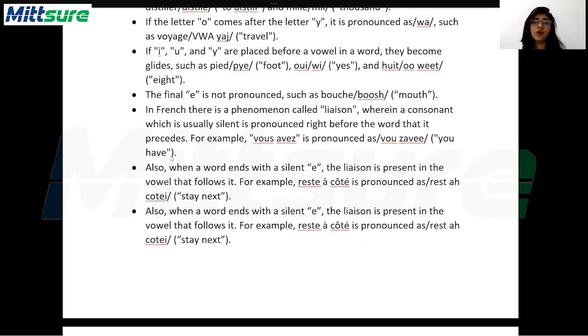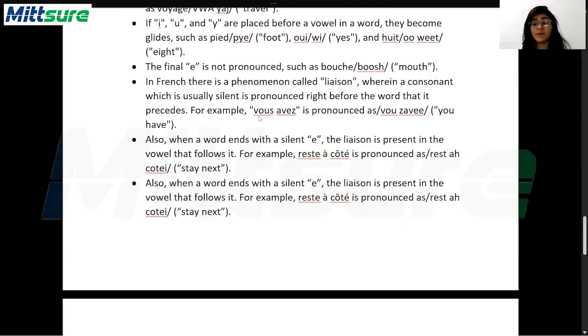Vou zavez means you have. This only happens if the word ends with a consonant. Mostly you will see the word ending with S, T, E. There you will see this type of case. So if the word ends with a consonant and the next word begins with a vowel, then we join the last letter of the first word into the second word. So it will become vou zavez, you have.